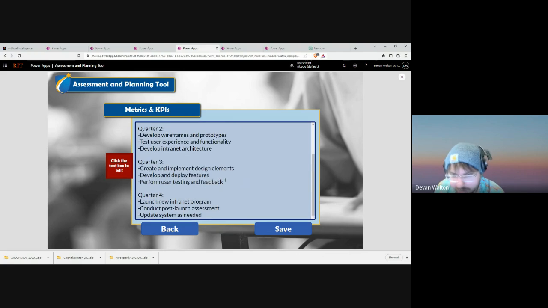Third quarter is implementing your design and performing user feedback. And then your fourth quarter would be actually launching your redesigned intranet and doing some follow-up information gathering around that. So pretty reasonable. Obviously, this wouldn't be your whole grant proposal or your whole initiative description. This is more or less just a good starting point to get everyone on your team primed and thinking about what would need to be done on this project or initiative.